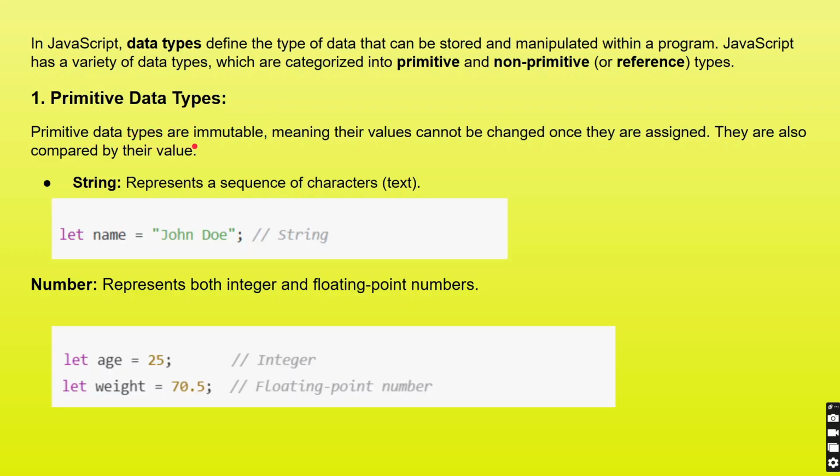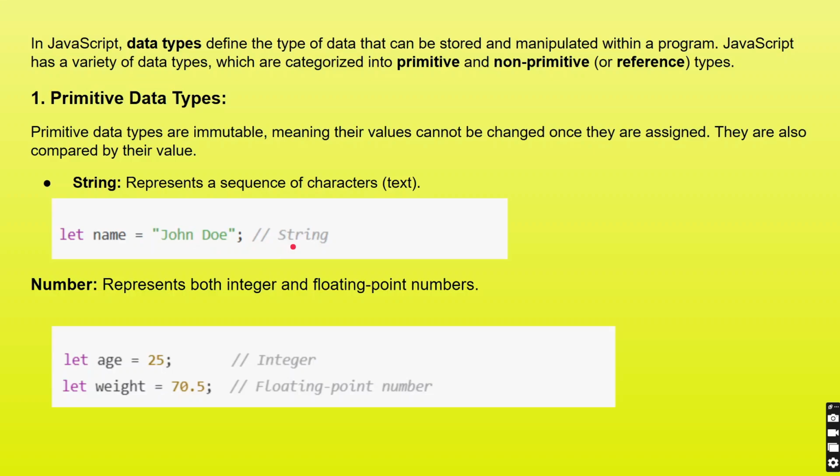Primitive data types are immutable, meaning their values cannot be changed once they are assigned. They are also compared by their value. For example, the data type string represents a sequence of characters, like text. So here we have one example: let name equal to John Doe.